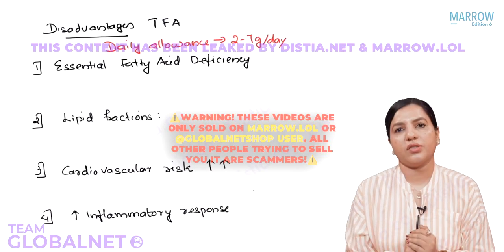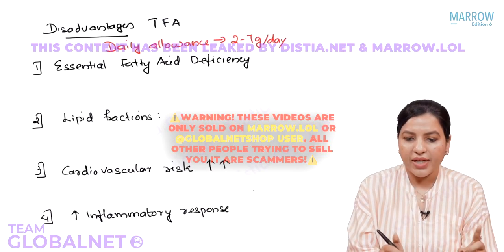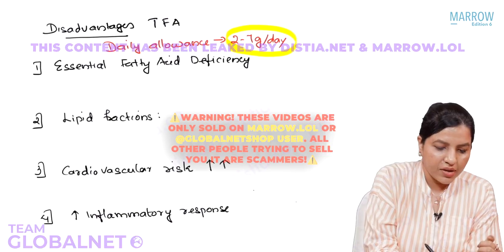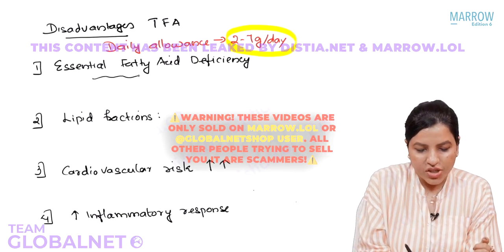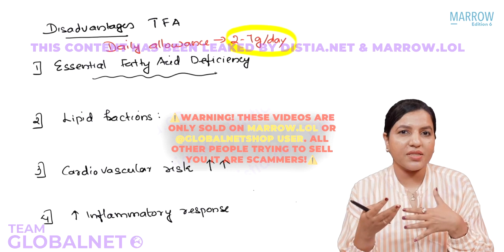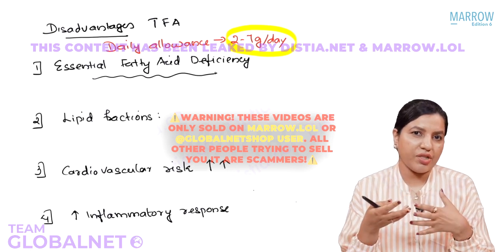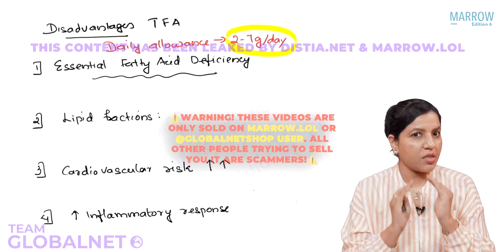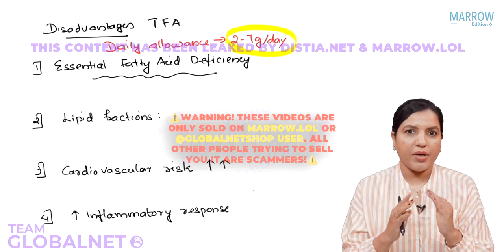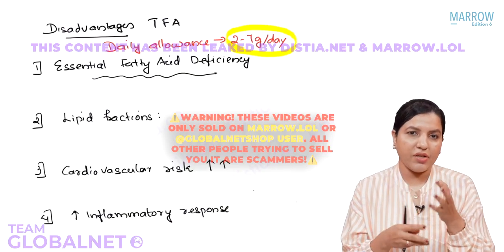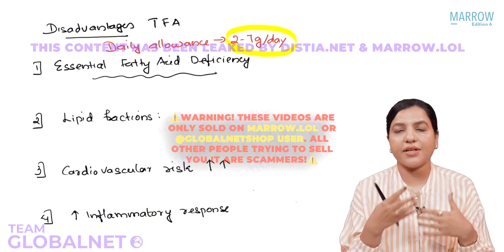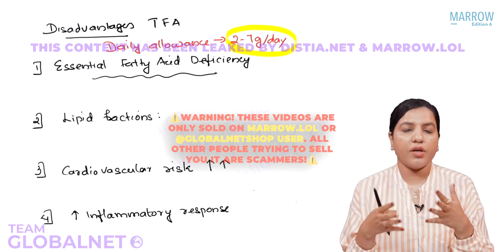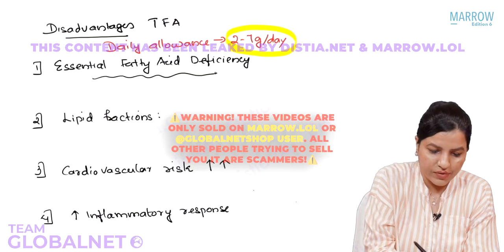So, what are the disadvantages of trans fatty acid? The maximum daily allowance of trans fatty acid is 2 to 7 grams. Then, what are the ill effects of it? One is essential fatty acid deficiency, because it replaces the polyunsaturated fatty acid present in the membrane, which is mostly in the cis form. But if these unsaturated fatty acids are replaced by trans unsaturated fatty acid, then it decreases the fluidity of the membrane, and also it causes essential fatty acid deficiency.